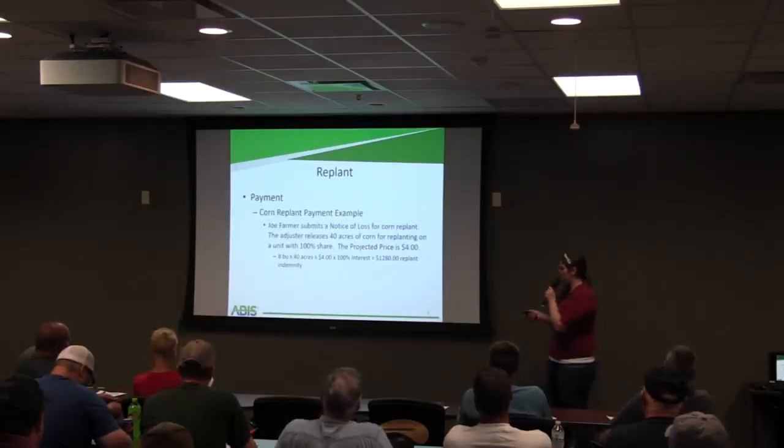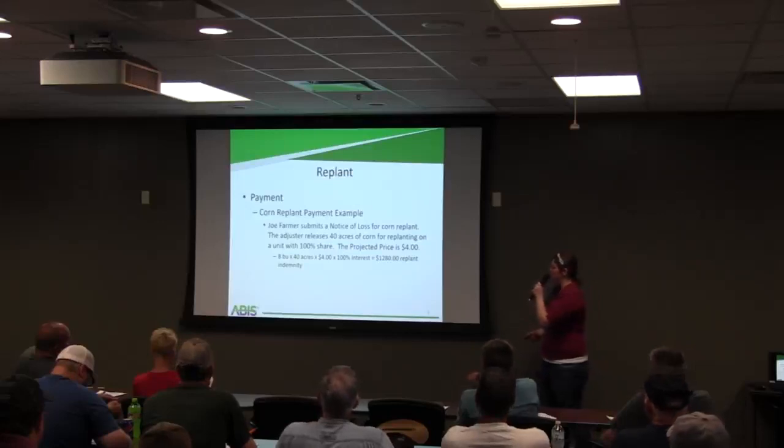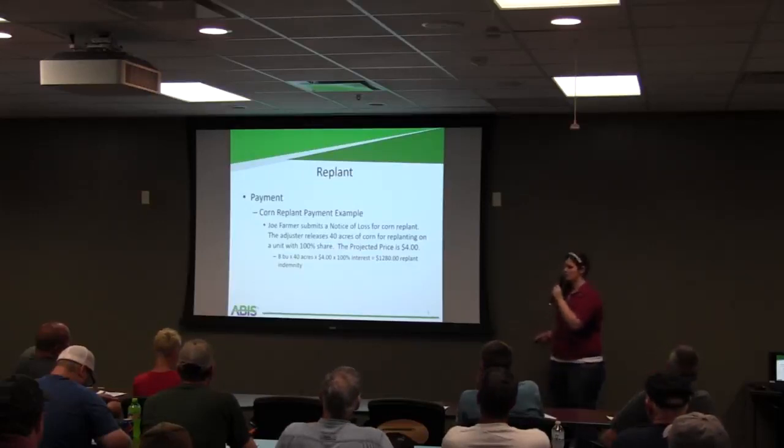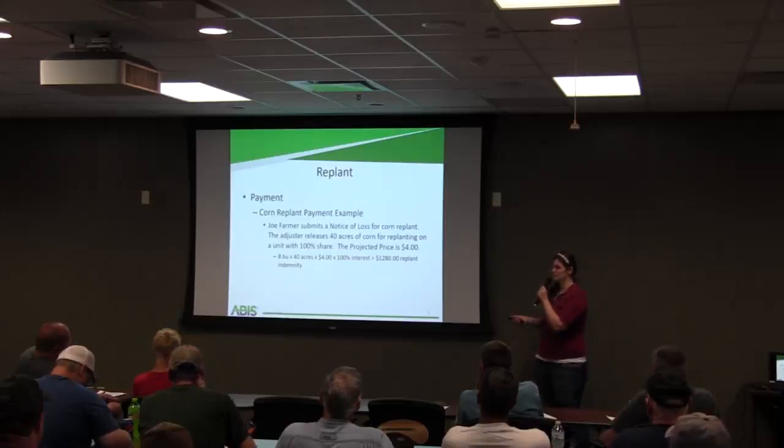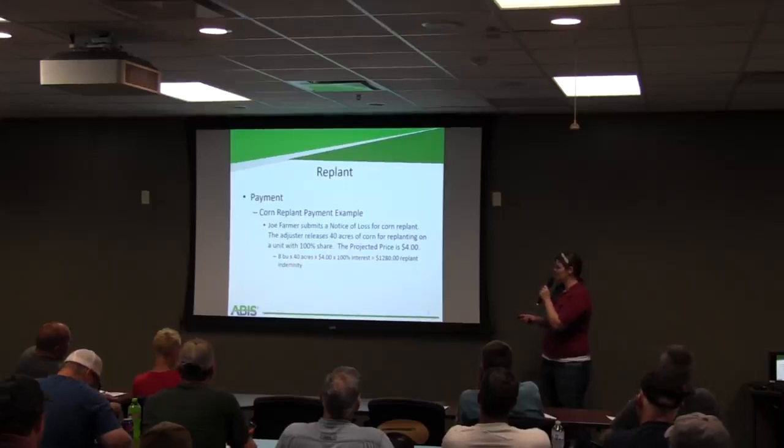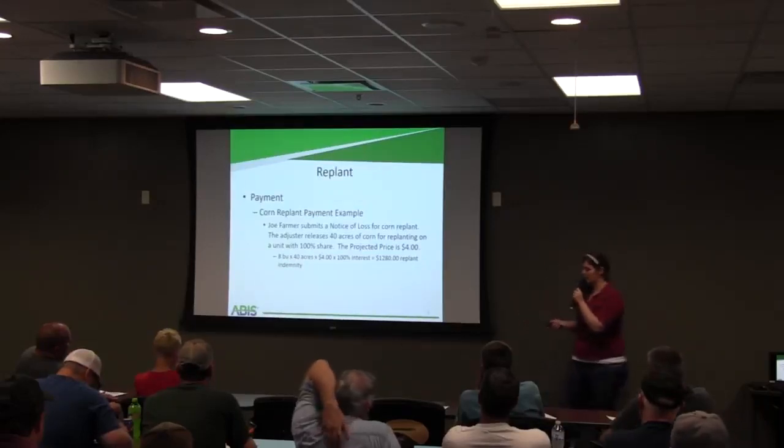So here's an example of how that's paid out. Joe Farmer submits a notice of loss for corn replant. The adjuster releases 40 acres of corn for replanting on a unit with 100% share. The projected price is $4, and that was the spring price. So to figure the math on it, you take your 8 bushels, it's written into your policy, times 40 acres that were released by the adjuster, times the $4 price, times 100% share, and that gets you $1,280 indemnity for your replant.